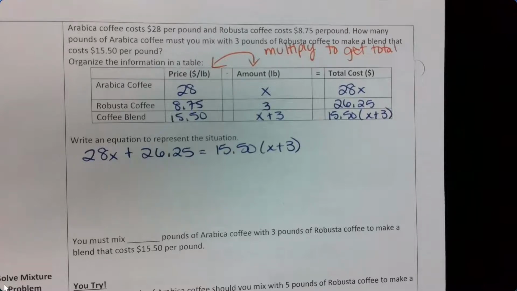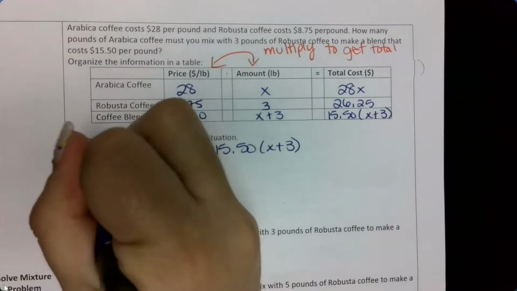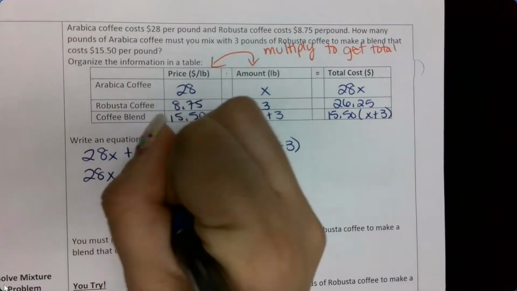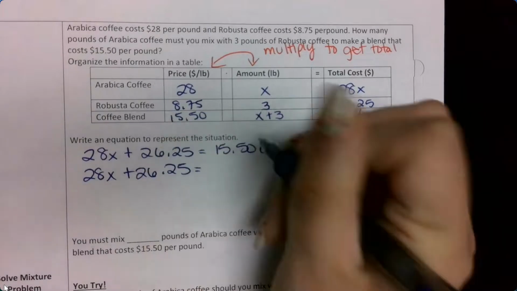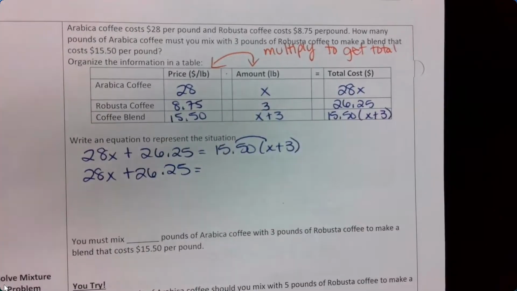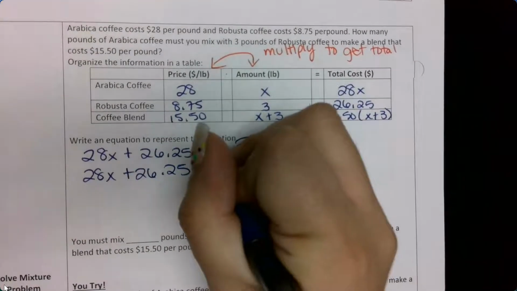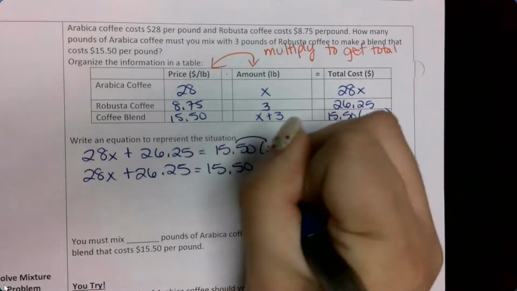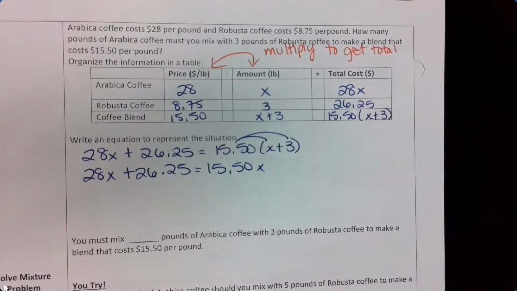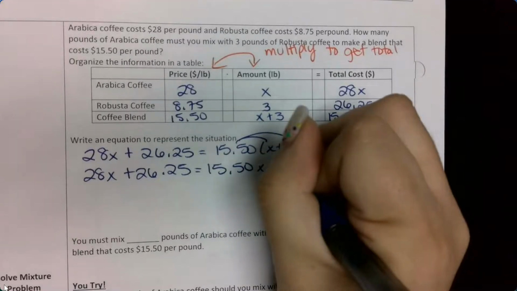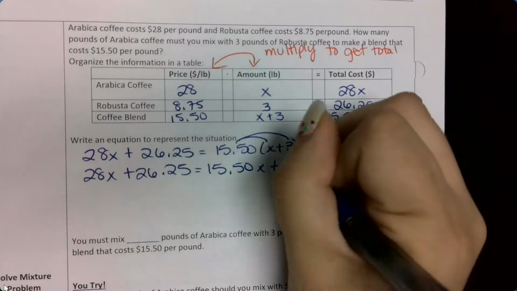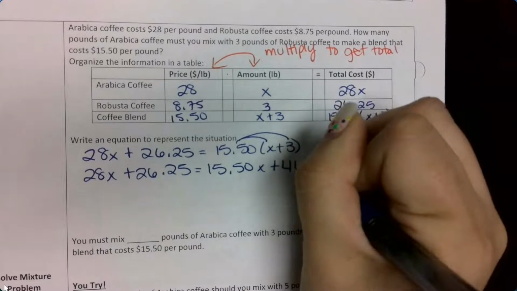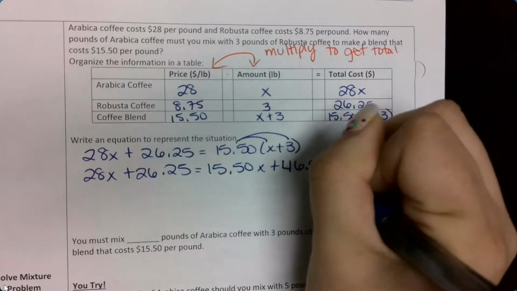Okay, what is the first thing I want to do? Distribute from the parentheses. So my left side is going to stay the same. What is 15.50 times X? 15.50 times 3? 40.